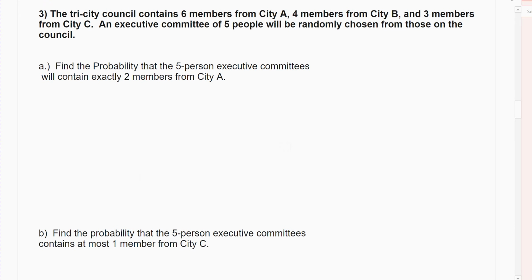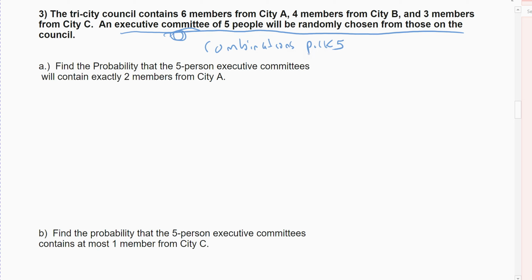The Tri-City Council contains 6 members from City A, 4 members from City B, 3 members from City C. An executive committee of 5 people will be randomly chosen to form a council. As soon as you see that term committee, it should be automatic at this point. Combinations. And we're going to pick 5.